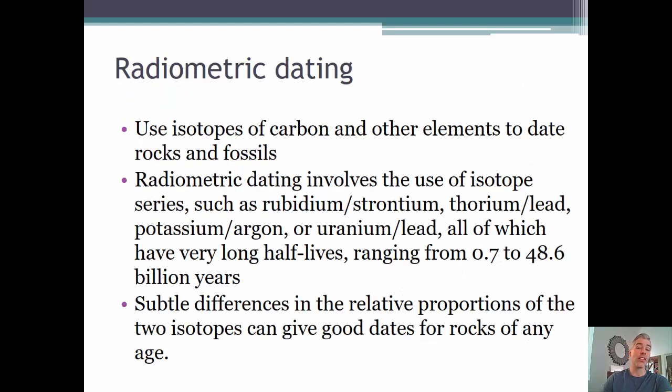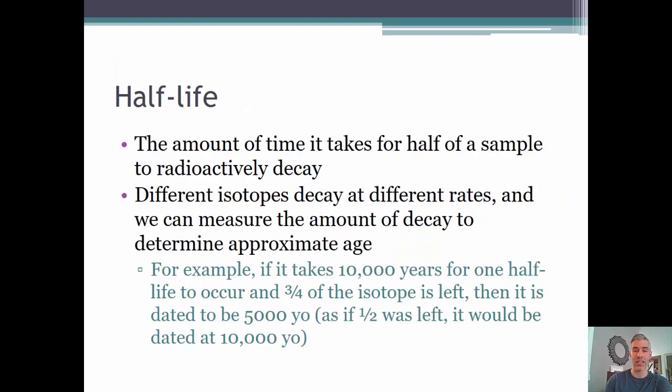So what it does is it uses isotopes of carbon and other elements to figure out and date rocks and fossils. Now I'm going to explain how it works, but it basically deals with the half-life of these isotopes, and the half-lives can range from 0.7 years to 48.6 billion years, which is an insane range. But these subtle differences in the properties and in the proportions of these two isotopes can actually tell us the dates of rocks.